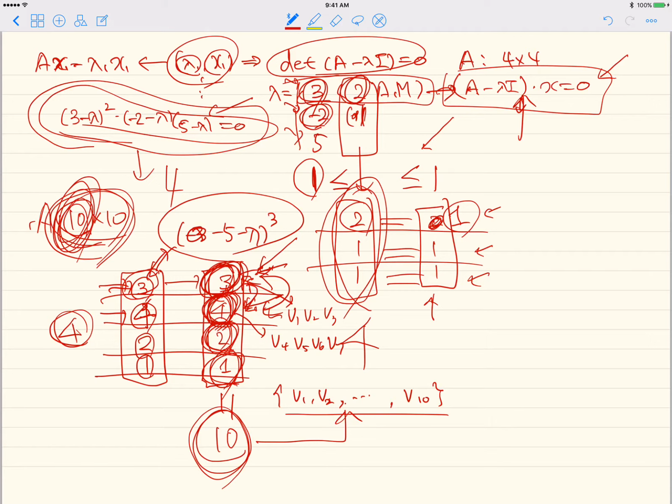Okay, so back to this. Here, the important meaning is that once you achieve this maximum possible geometric multiplicity, the total eigenvector set, the set of all the eigenvectors, will span your entire space of R10, for example, in this case. Okay, so that is really an important part.